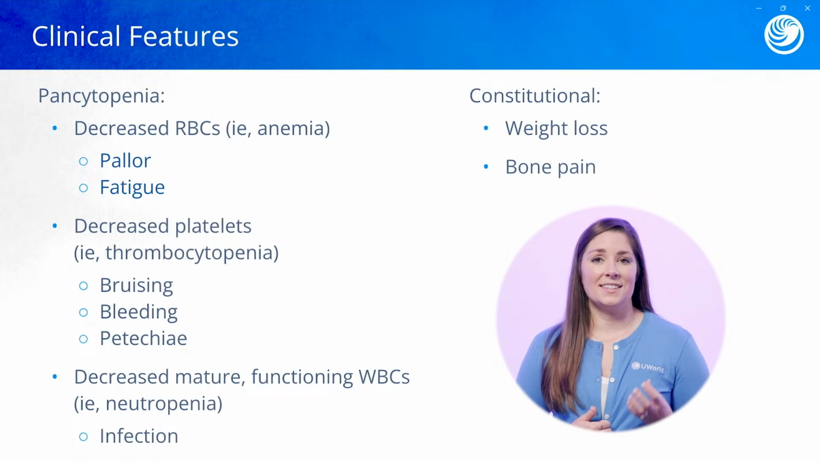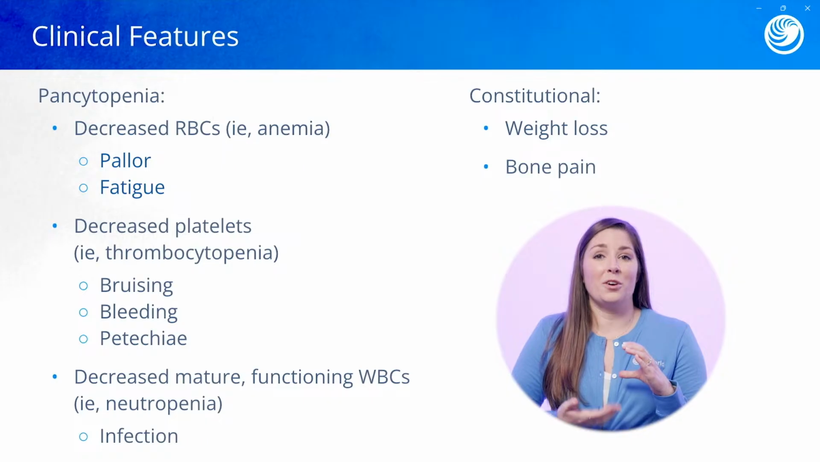Remember, these blasts, immature cells, are taking up all the nutrients from the healthy cells, so we're going to lose weight. There's overcrowding of these blast cells in the bone marrow, so it causes increased pressure in there due to the volume of cells and then causes bone pain.